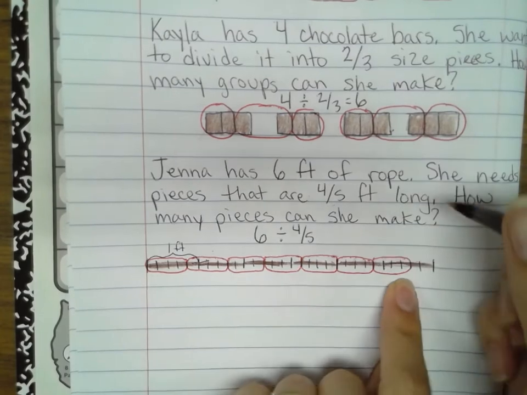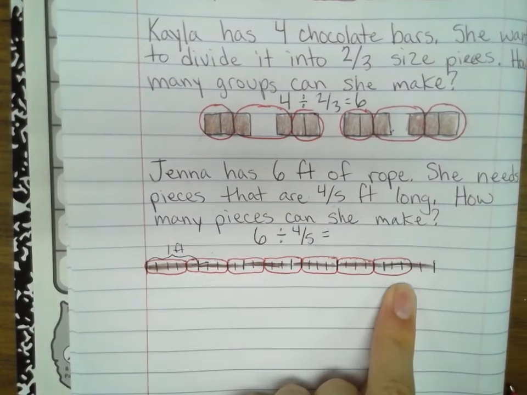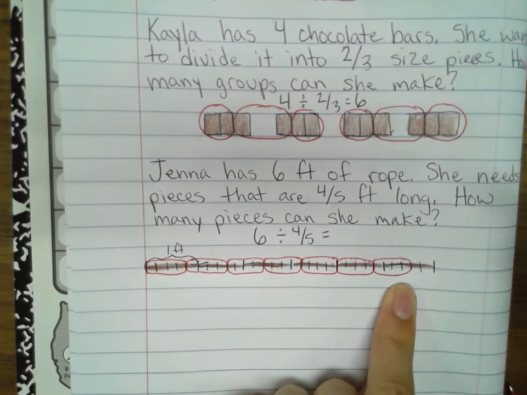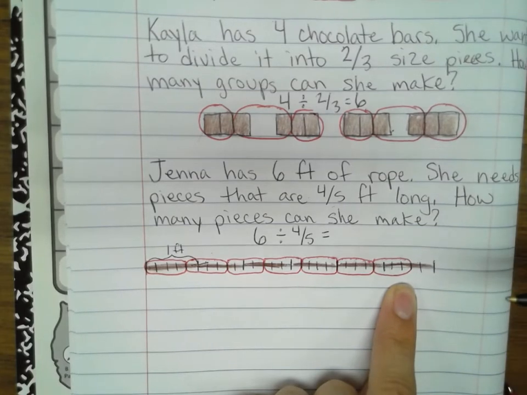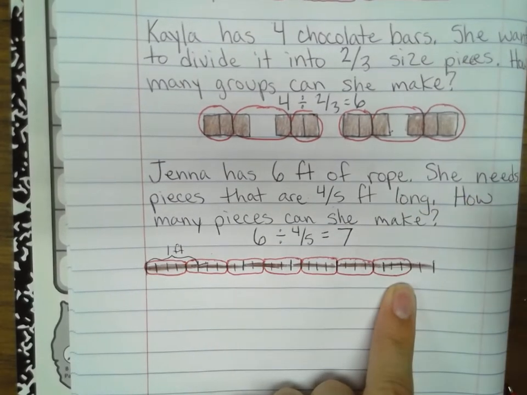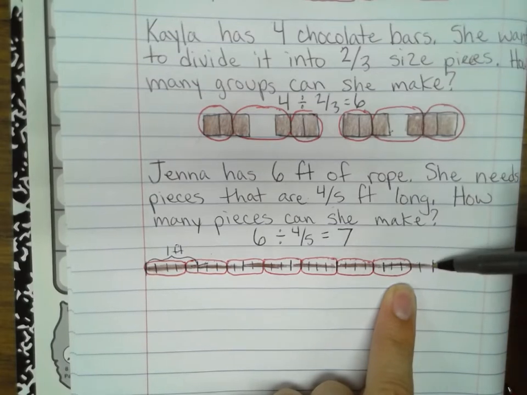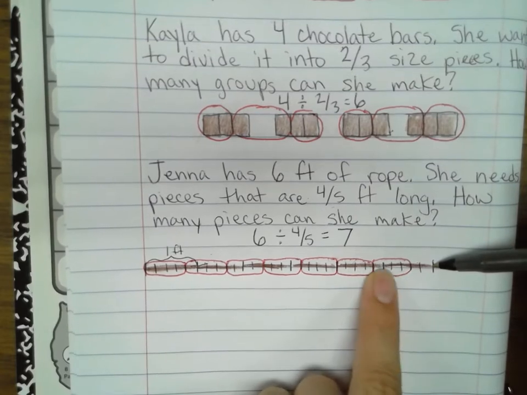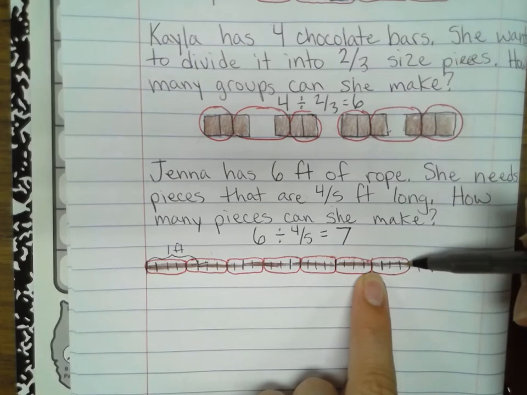Now here, I don't have 7 complete pieces, but this is the part that seems to mess some people up in their understanding. You can see my 7 complete groups, but then I have 2 pieces left over. So I have 7 whole pieces, but then here I have 2 pieces. Now how many of these pieces did it take to make the entire group?